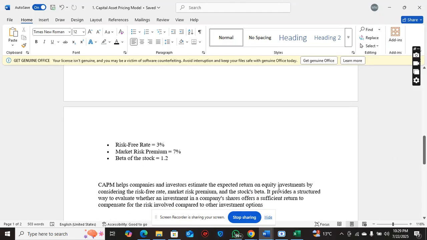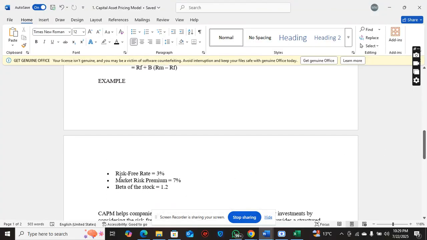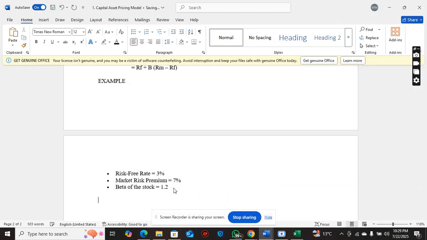So here's an example. We've got information here. The risk-free rate is 3%. Market risk premium 7%. Beta of the stock 1.2. We have to calculate the cost of equity, which is on the business side, or the required rate of return on the investor side.